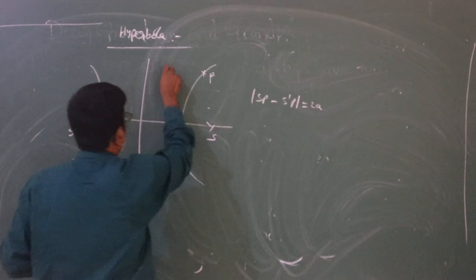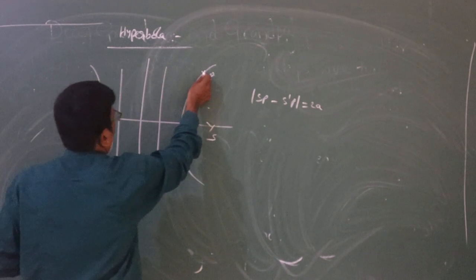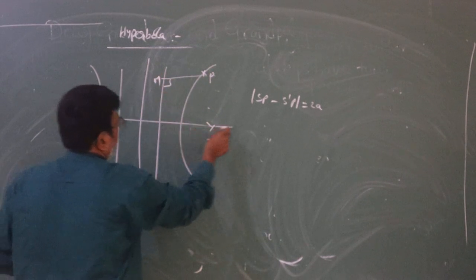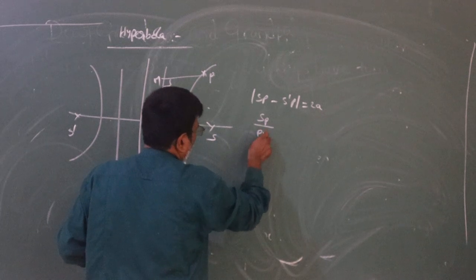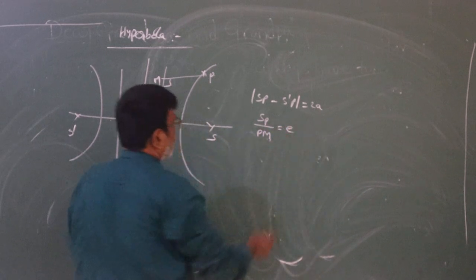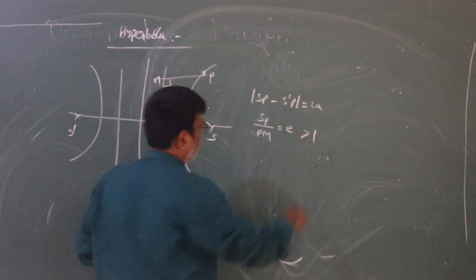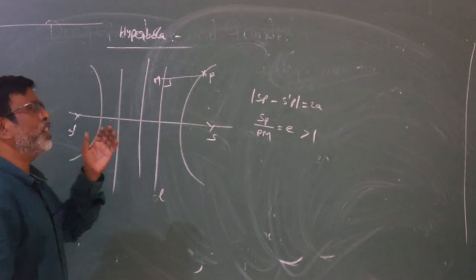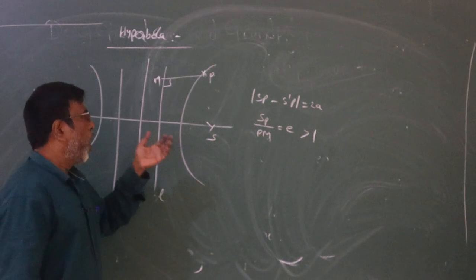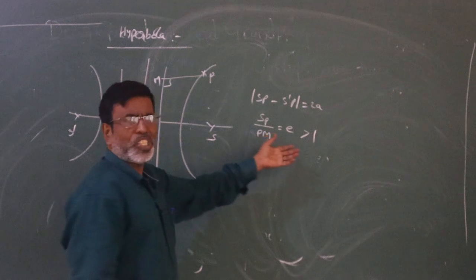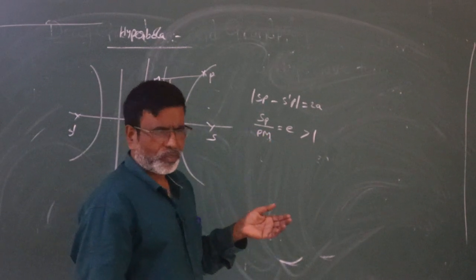Generally, suppose this is the directrix L, a fixed line, and this is M. Then SP by PM equals e, that is the eccentricity, by the conic section definition. For a hyperbola, the eccentricity e is always greater than 1. SP by PM equals e, which is greater than 1.